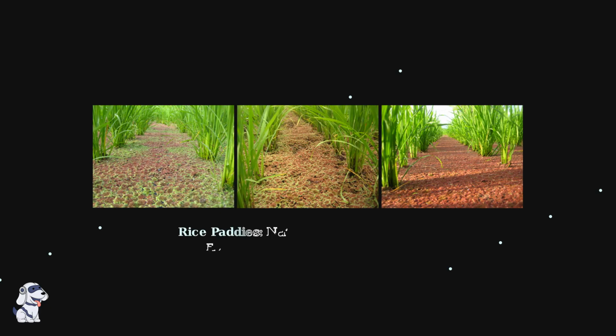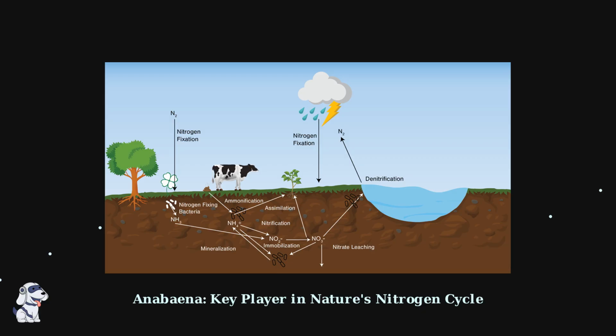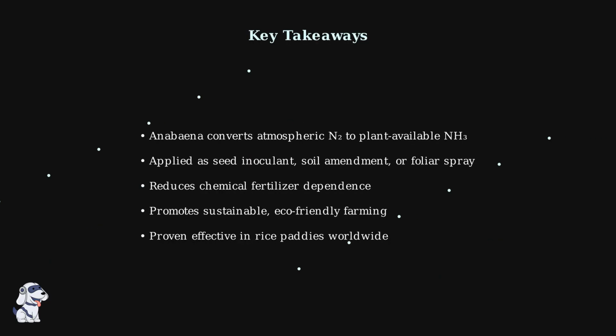A perfect example is rice farming, where Anabaena naturally grows in flooded paddies. The nitrogen it produces feeds the rice plants, reducing the need for synthetic fertilizers while maintaining high crop yields. Anabaena biofertilizers work by integrating into the natural nitrogen cycle. They fix atmospheric nitrogen, making it available to plants, which then return organic nitrogen to the soil when they decompose, creating a sustainable cycle. The key takeaway is that Anabaena represents the future of sustainable agriculture. By harnessing nature's own nitrogen-fixing process, farmers can reduce costs, protect the environment, and maintain productive crops, a true win-win solution.